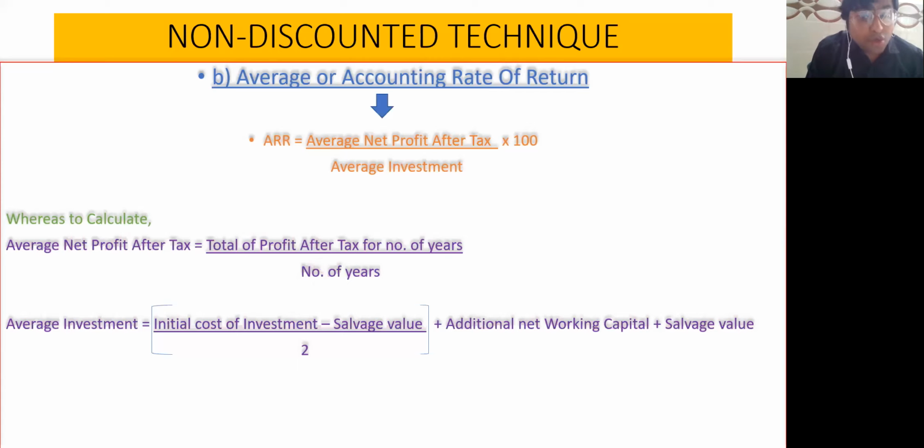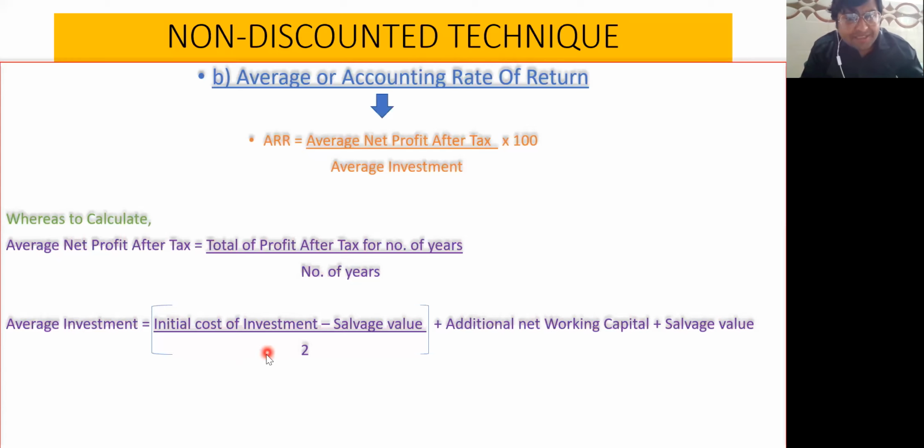Now the main thing is what, beta? The main thing where many students make mistakes, that is average investment. So remember this average investment formula. Everyone has to remember it. So average investment is equal to what? What is the formula for calculating average investment? Now see, the formula to calculate average investment is equal to what is given?